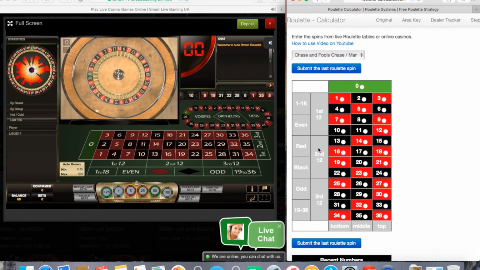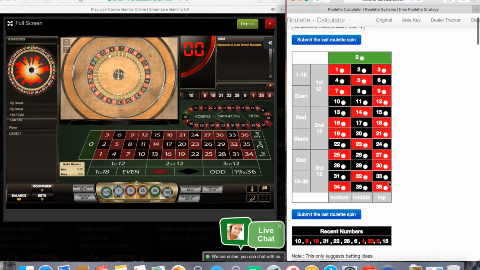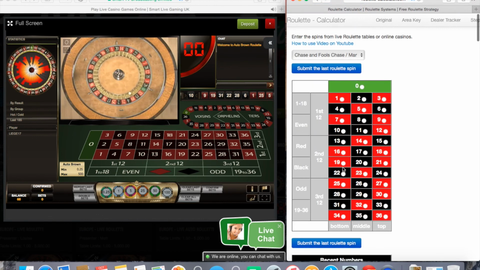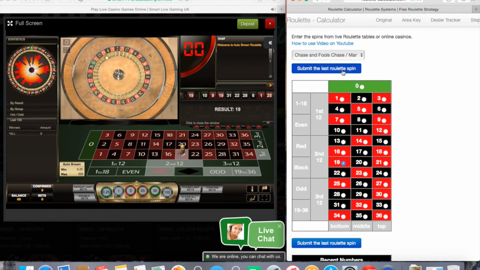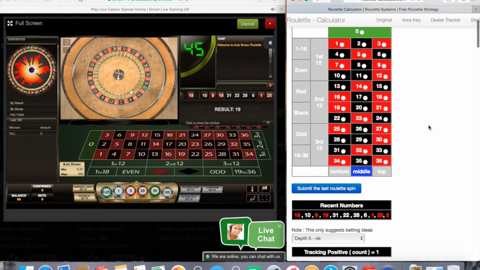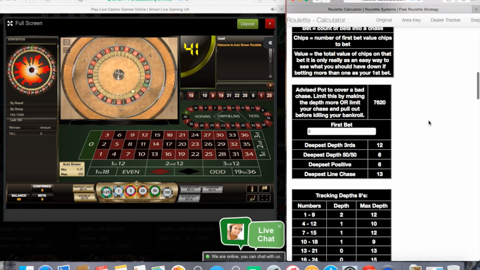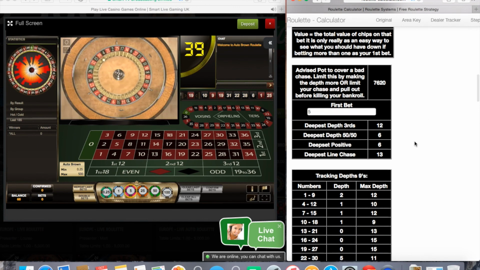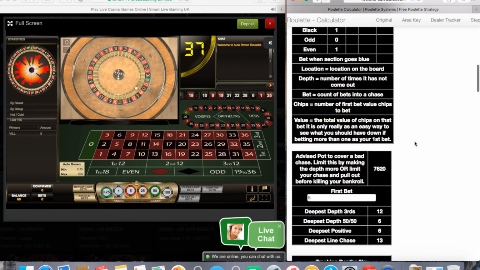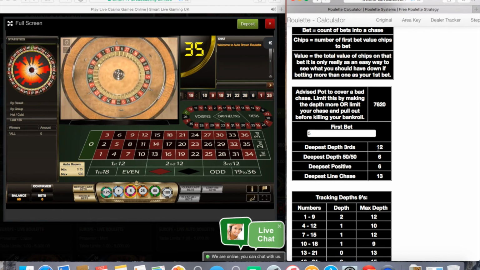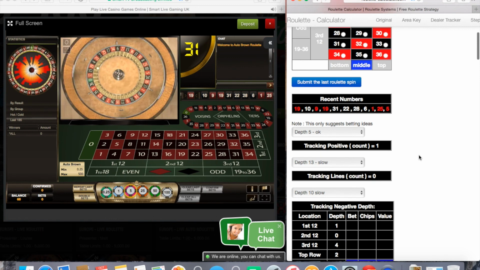I like sticking to the positives on the first, second and thirds. It always seems to do better for me. You can see here the number that has just come in is 19. Now you see that middle row highlight up. That means that middle row has not come in 10 spins, and because of the settings we set up by looking at the stats, it's worth putting a bet on.